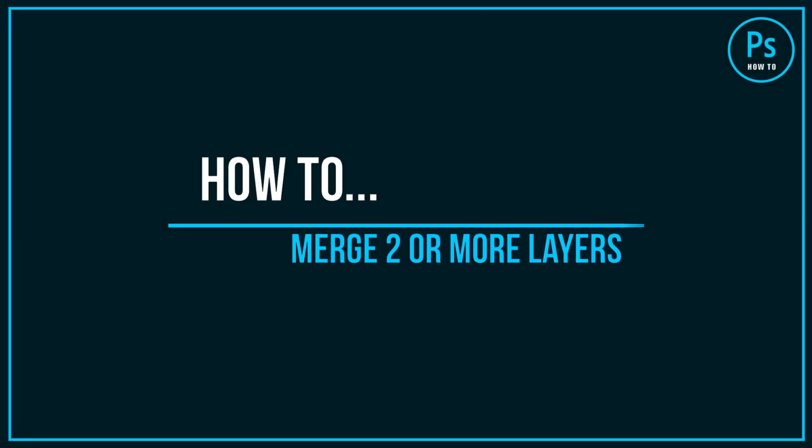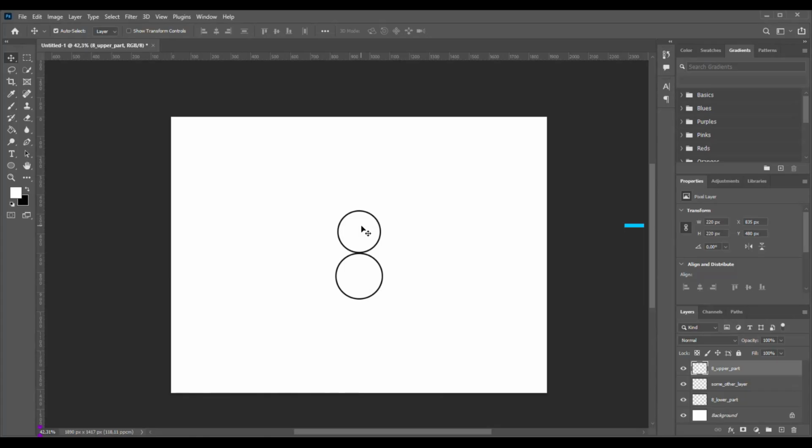Hello and welcome. In this quick guide, I'll show you how to quickly merge two or more layers. So, I have these two layers. This is a figure 8, but for now I have both halves of it separate. So let's combine them both into one layer.